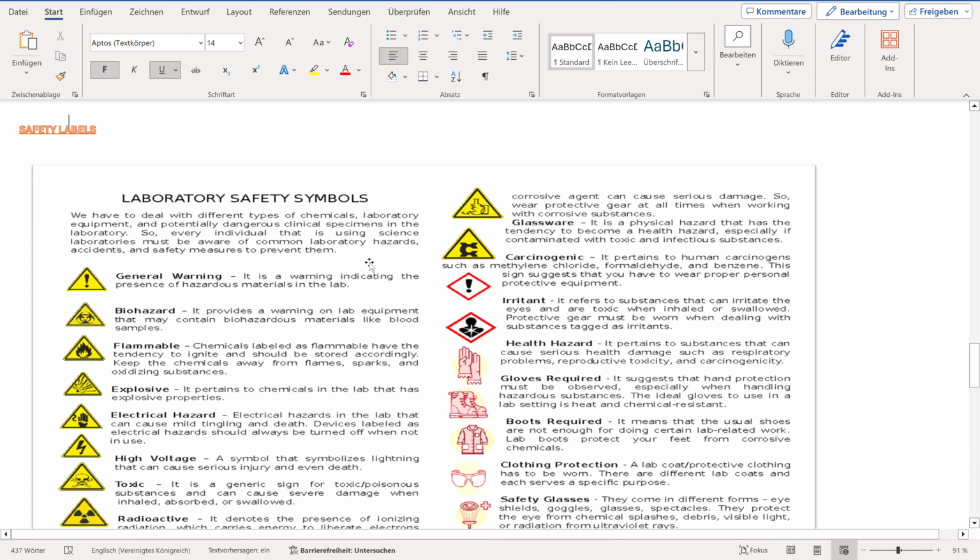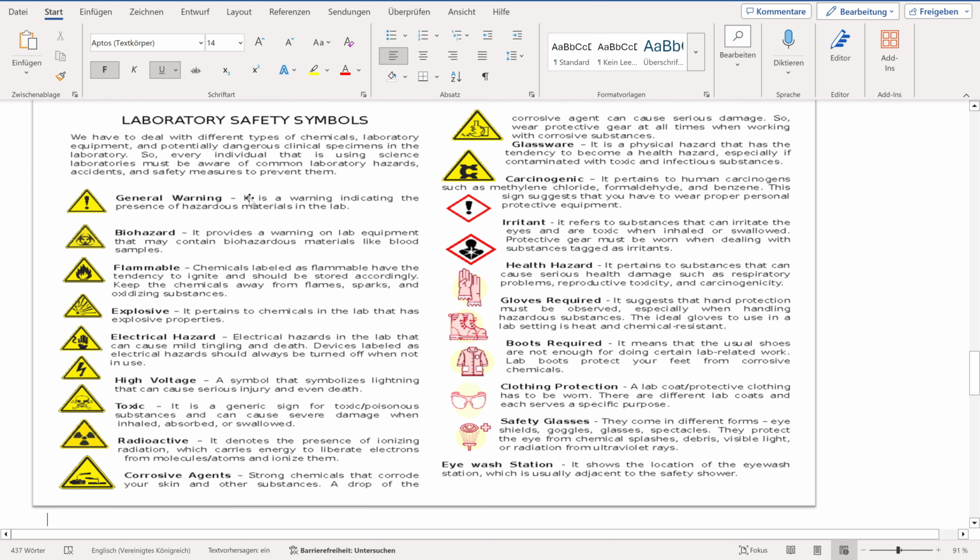Okay, so under laboratory safety symbols, we have this safety symbol, which is the general warning symbol. It is a warning indicating the presence of hazardous materials in the lab. So whenever you see this, just know whatever material you're going to be using, as long as it has this label, it means it is hazardous. Then we have this laboratory safety symbol, that is a biohazard. It provides a warning on lab equipment that may contain biohazardous material like blood samples. So this safety symbol is a warning against biohazardous material.